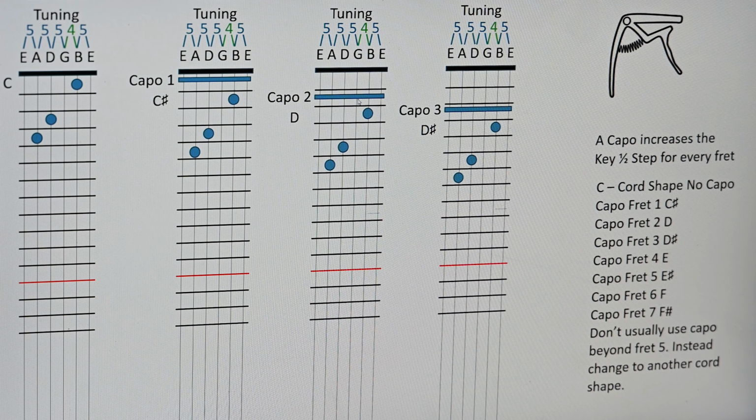If I put the capo on the 2nd fret, I'm moving up again another step to D. If I put it on the 3rd fret, I'm moving up to D sharp, and so forth. So I can play the same chord shape but actually play different chords. On the 1st fret I play C sharp, 2nd, D, D sharp, E, E sharp, F, F sharp, and so forth. Usually we don't use a capo beyond fret 5. Maybe we play 6 and 7 sometimes, depending. But if we're going beyond 5, then we are generally changing to another chord shape.